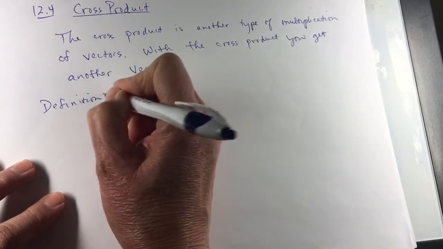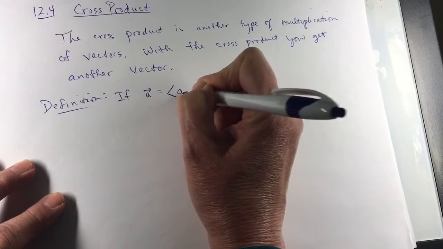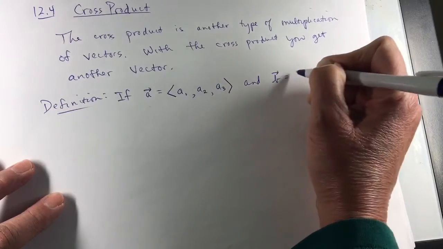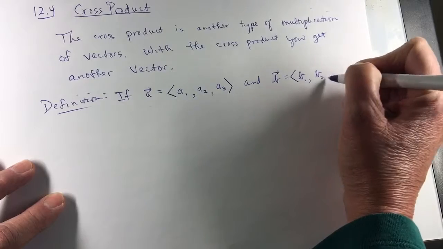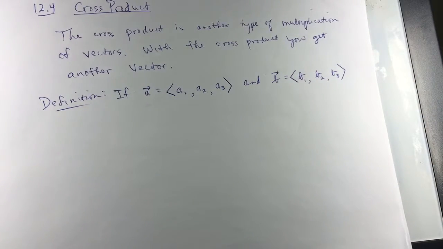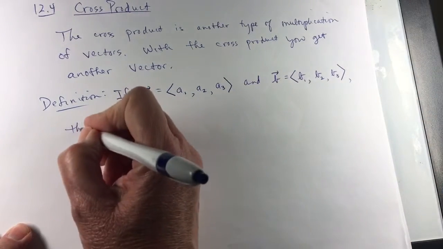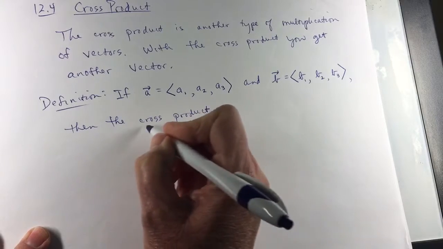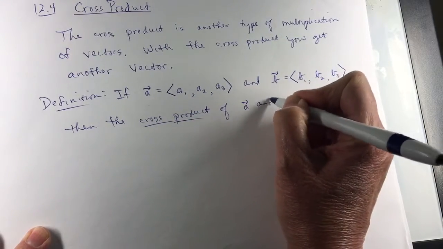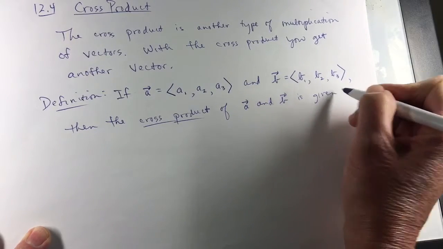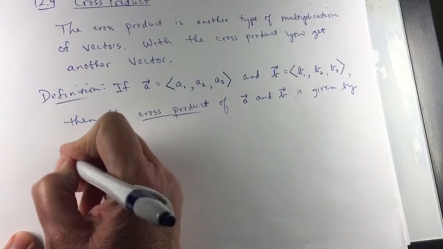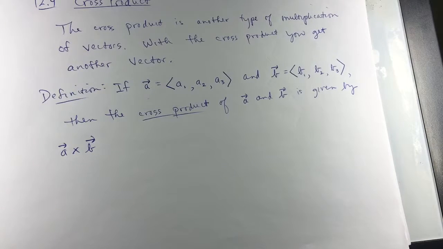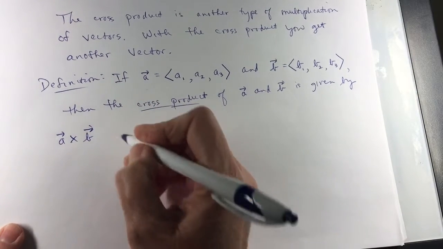So we have this: if vector A is first component A sub 1, second component A sub 2, third component A sub 3, and vector B is first component B sub 1, second component B sub 2, third component B sub 3, then the cross product of vector A and vector B is given by A cross B. So now we'll use what you saw in elementary school as the multiplication symbol, but we read it A cross B, and it's this vector.